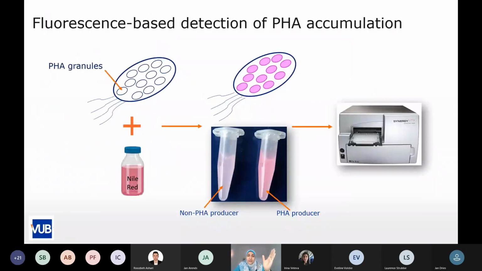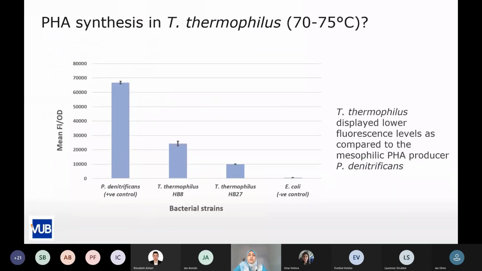So I will go quickly on the fluorescence-based technique because, as I mentioned, it's the routine way that I'm using in the lab. I'm using Nile red stain, which is a fluorescence stain that binds to the PHA granules to produce fluorescence. This fluorescence can then be measured by the plate reader. So let's start with the first bacteria I want to show today.